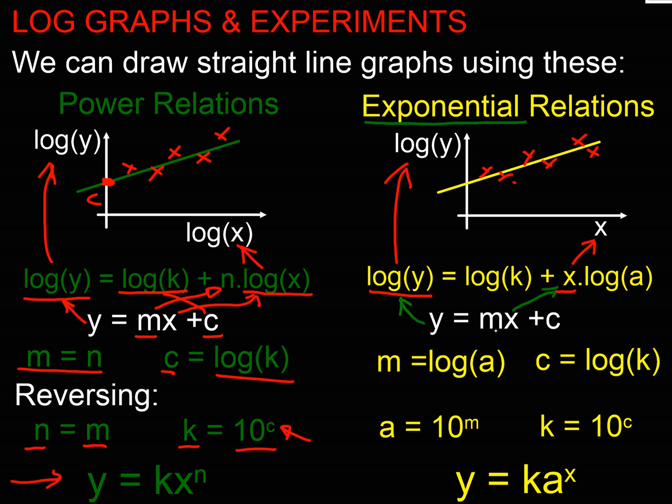So having matched that up, what's my gradient going to be? Well, my gradient on this one's going to be log of a. What's my constant going to be? Well, my constant again is going to be log of k. So that gives me these two equations below. Gradient equals log a, intercept constant equals log k. If I reverse those equations, then the a in my relationship equation is going to be equal to 10 to the power gradient, and k, the constant out front, is going to be 10 to the power of the intercept constant. So that's how we're going to use it. We can then substitute those values into y equals k a to the x.